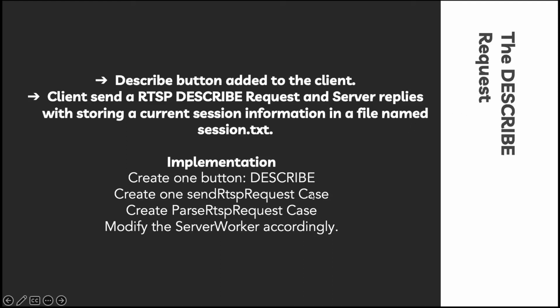Now, how we'll implement it. We'll add one button in the GUI, the describe button in the first row, and move all the other buttons to the second row. Then we'll create one send RTSP request case, then create a parse RTSP request case, and modify the server worker accordingly for the describe request. It stores some data like the session ID and the video file name and its type into a session.txt file, and it's just another button to get this info. I'll show you the describe working in the demo at the end of the recording.